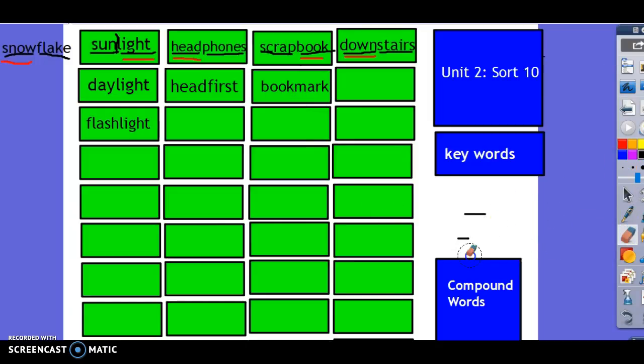Again, this is a review and it might be pretty easy this first time. But remember, a compound word, the spelling for each word doesn't typically change, especially in this sort. They'll stay the same. We're just putting two words together to create a new word and a new meaning.